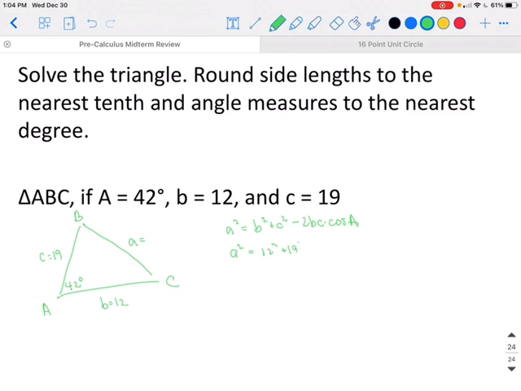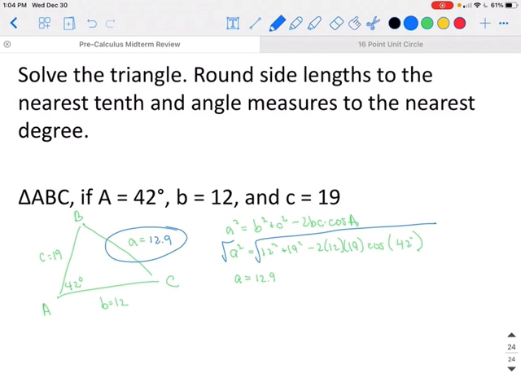So we're going to do 12 squared plus 19 squared minus 2 times 12 times 19 times the cosine of 42 degrees. Now because we are trying to get the a by itself, right now it's a squared, so we can take the square root of both sides. You can put all of that in your calculator at once, and you will get the length of side A is 12.9.